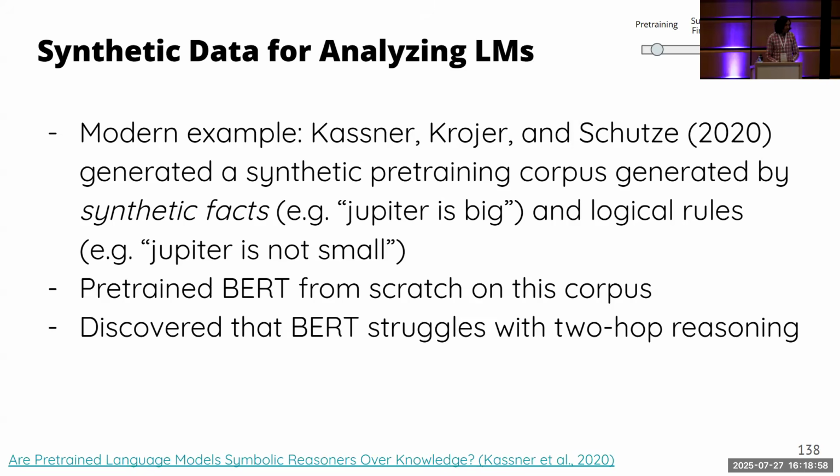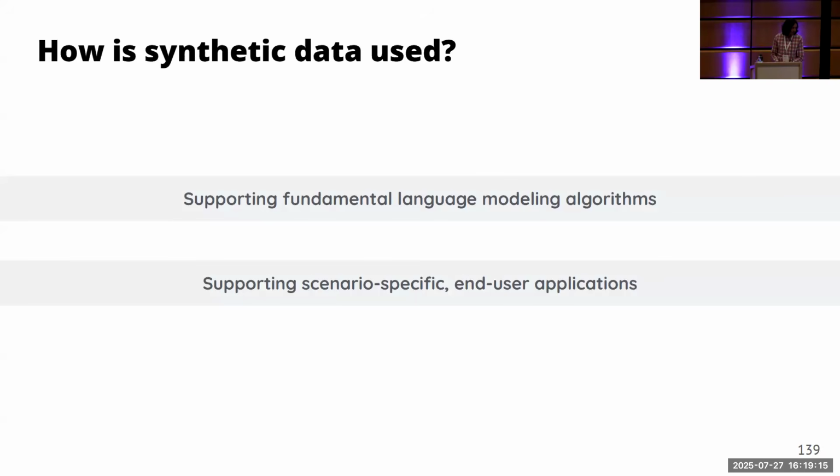And using this approach, they learned that BERT was actually very good at learning single hop reasoning steps, but it struggled with two hop reasoning. So I think this is a really nice type of approach, and one that there's still a lot of space for, for understanding models today.